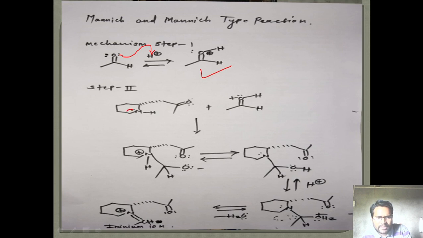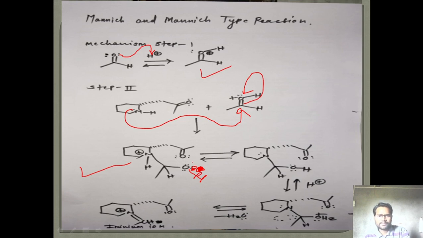the lone pair of this particular nitrogen will attack on this particular substrate. It will attack on the pi star orbital of this particular carbonyl carbon, and there is a breaking of this particular pi bond like this, and there is a formation of this compound. This compound carries hydrogen over here like this. So I did a mistake here. Okay, so in the next step, what will happen? Now nitrogen carries positive charge.